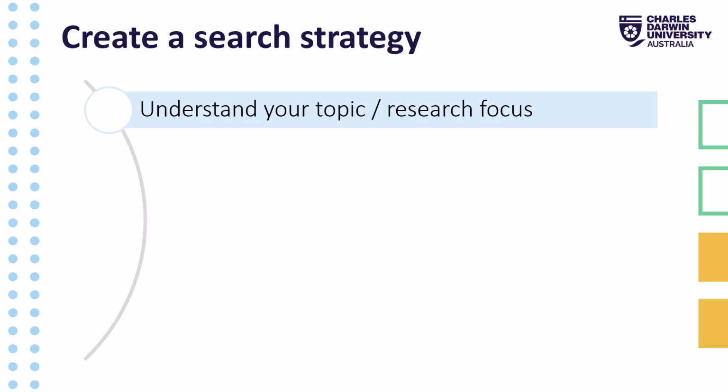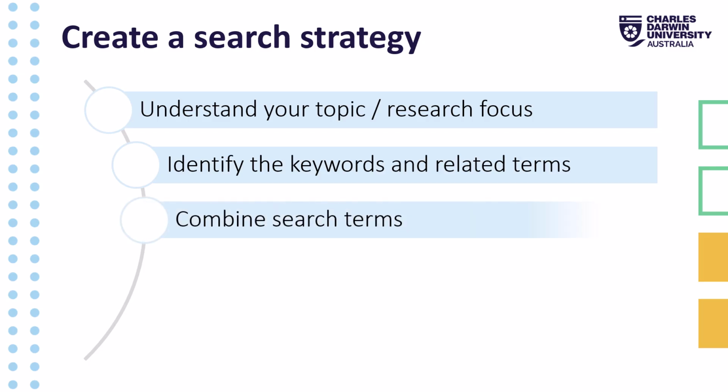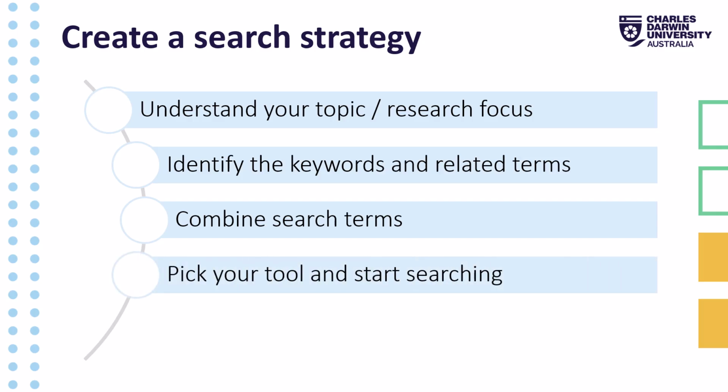From there, we want to identify the keywords and other related terms. What concepts are important to this assignment or this bit of research? Once we have some of our terms together, we want to combine them so that we can give the tool options using what's called Boolean operators. We then want to pick a tool and start searching.